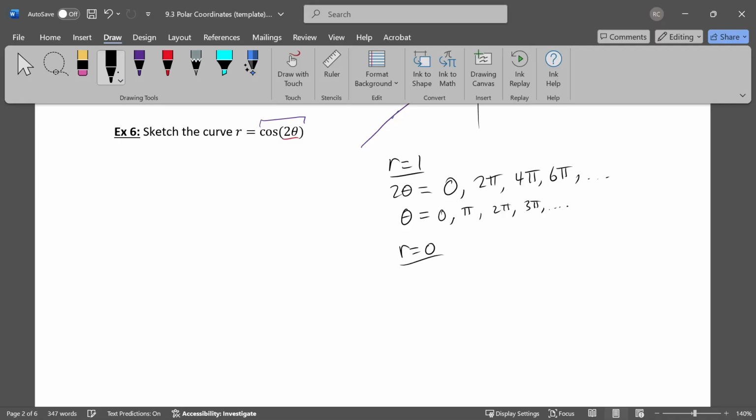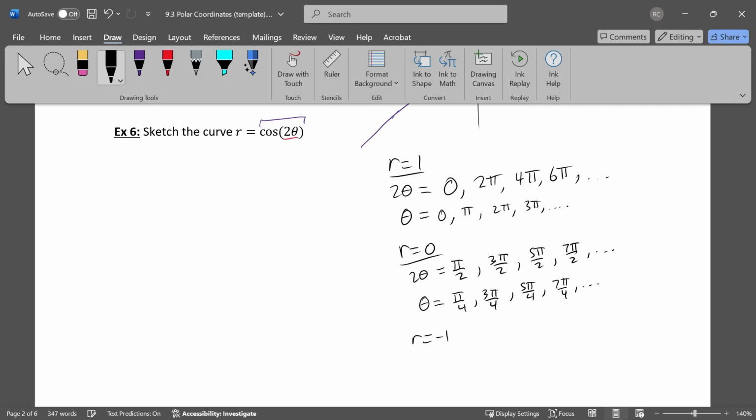And what about when r will be 0? Well, that would be when my angle inside the function is pi over 2, because cosine of pi over 2 is 0. And also 3 pi over 2. And also 5 pi over 2. Every additional pi that I add to this gets cosine to be 0 again. So now if I divide all of those by 2, I get pi over 4, 3 pi over 4, 5 pi over 4, 7 pi over 4, etc.